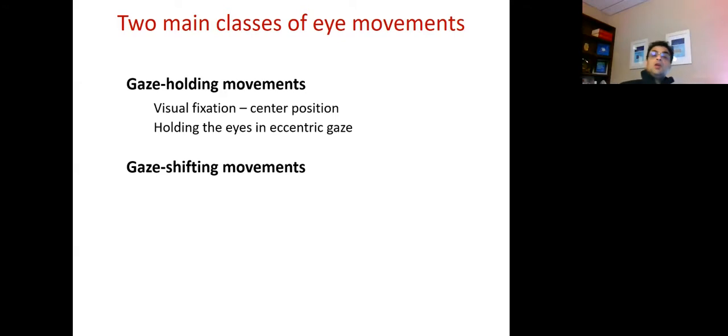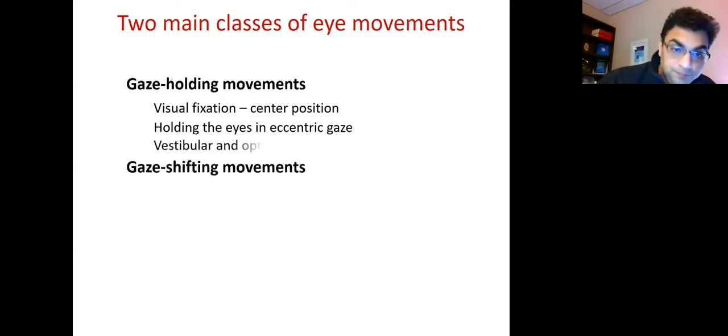And then you ask the same person to hold eyes on an eccentric position. So you move the target to the right or to the left, up or down, and then ask them to focus their eyes on the eccentric gaze. And that allows you to measure eccentric eye movement.